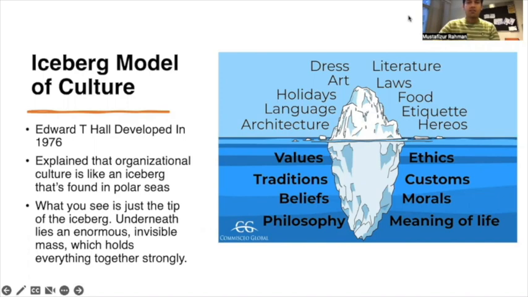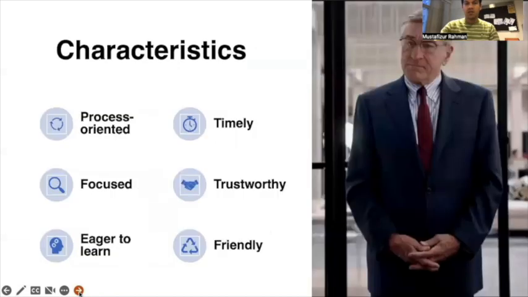This model was developed by Edward T. Hall. This is a metaphoric model. It says that a person's race, art, holiday, language, laws, food, heroes, and etiquette are just the outside. However, from inside, they have the values, tradition, beliefs, customs, moral, meaning of life, and philosophy, and these things actually hold him much more tightly than the outer parts. Now we will see two main characters through the iceberg model of culture.